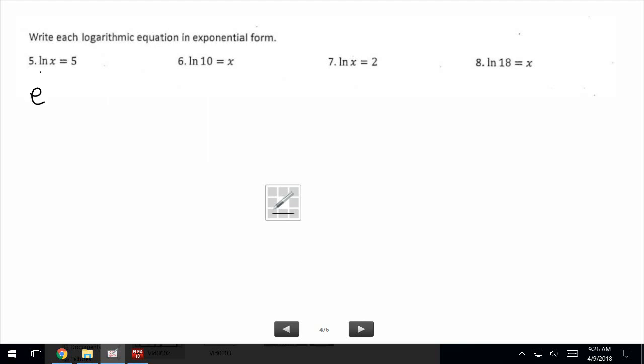Here we go. Base E means that everything is raised to a power. That's why we call it base E. Everything is raised to the power.